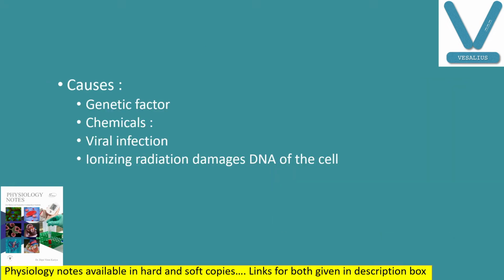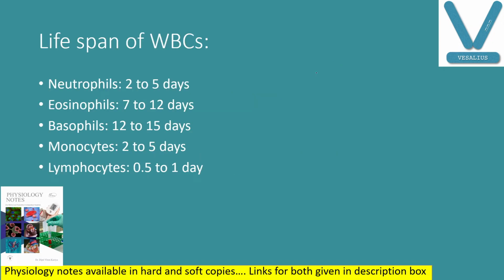Now, what are the causes of leukemia? Genetic factors are one of the causes. Certain chemicals like benzene and certain cytotoxic drugs also produce leukemia. Viral infection sometimes produces leukemia, and ionizing radiation, if continuously and repeatedly exposed, results in damage to the DNA of the cells, and that results in malignant transformation of the cell.